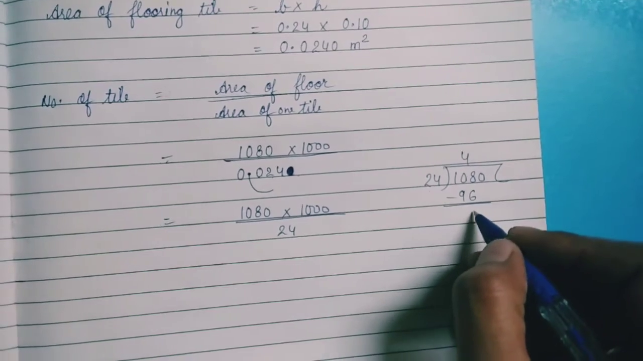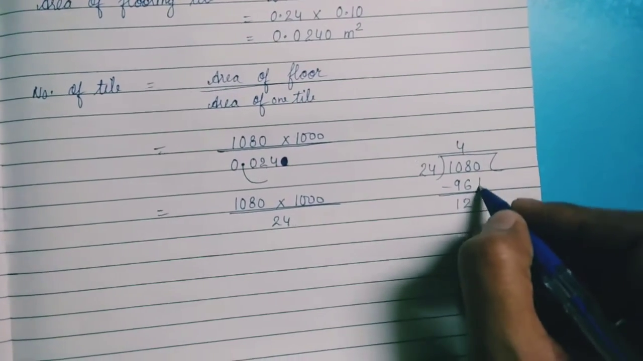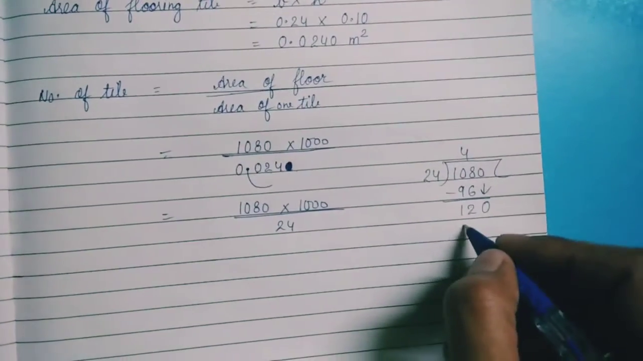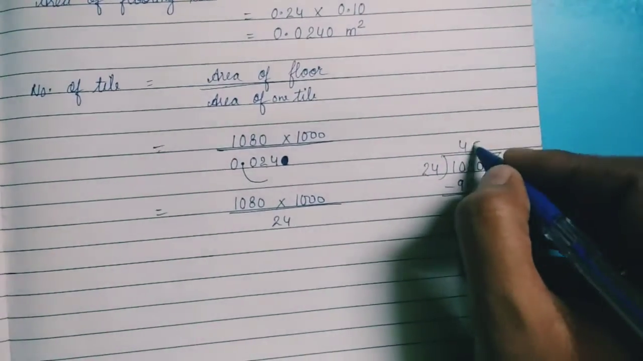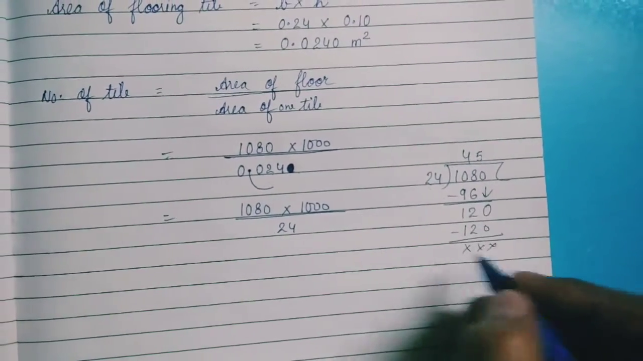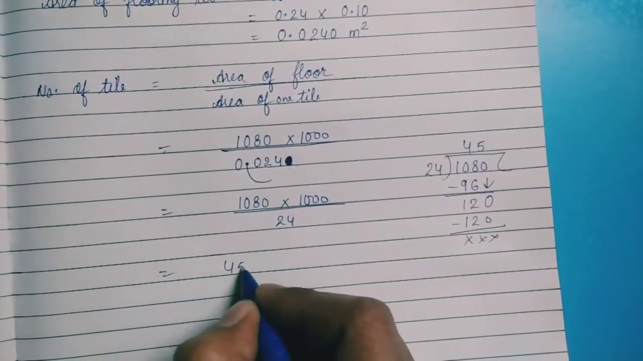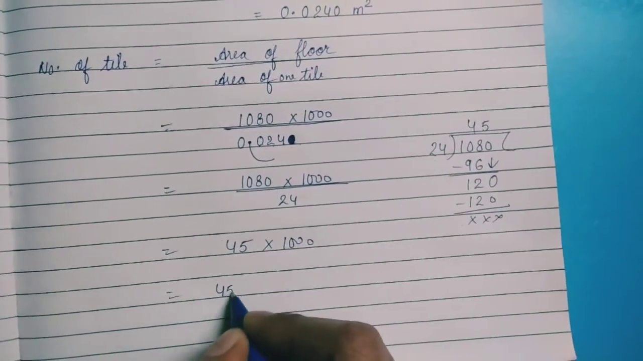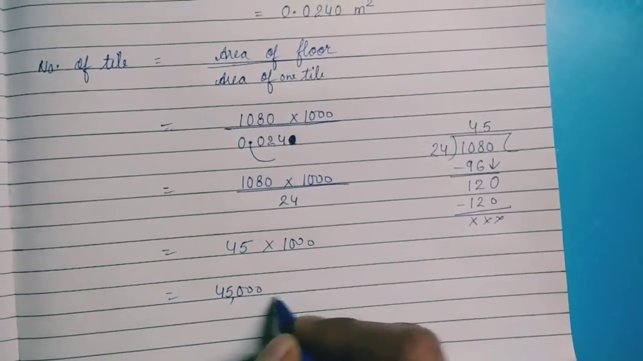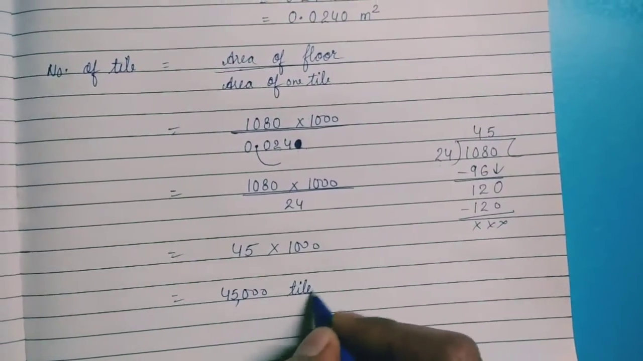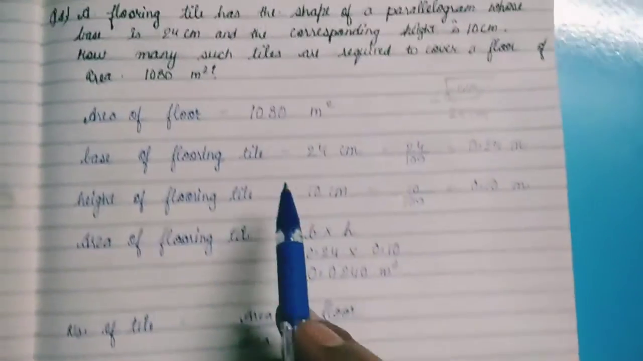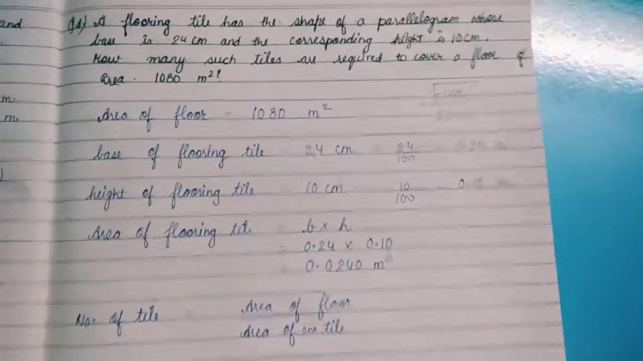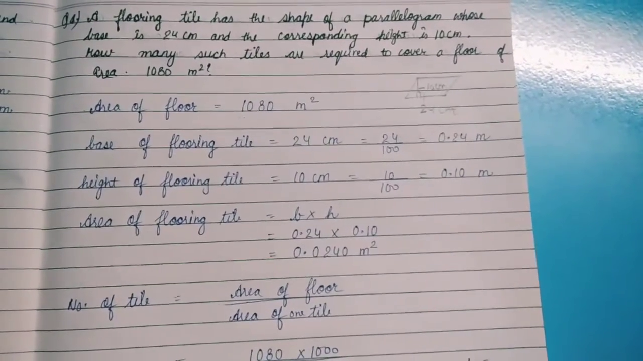108 subtract 96 gives us 12. This 0 comes down, and in the table of 24, 120 comes in the 5 time. So here we have 45 and also we have 1000. It means we need 45,000 tiles for covering the floor area of 1080 meter square. So here we completed question number 4.